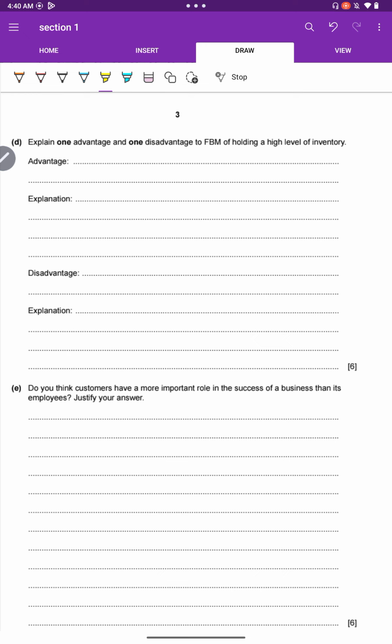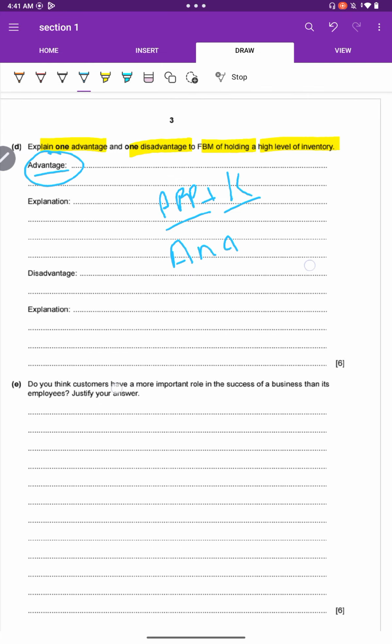Next question: explain one advantage and one disadvantage to FBM of holding a high level of inventory. So here, this is a 6 mark question, so you have to use application and knowledge whenever you are identifying the advantage. You have to write the knowledge, you have to write the application, and you have to analyze your point also. So let's see.